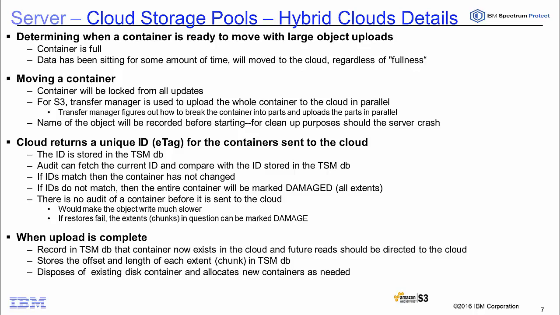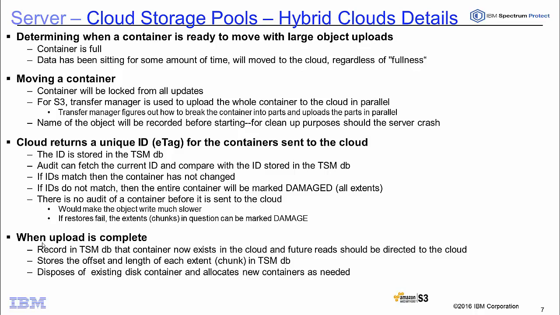Next, the name of the objects can be recorded. And that way, if there's any type of failure, we can clean it up afterwards easily. Once the move is finished, then an ID is stored in the TSM database. If you were to run an audit against that cloud, we would fetch the current ID and compare it with the ID that's stored in the Spectrum Protect database. And if there was a match, then we know that the container is valid and there hasn't been any changes. Versus if there was not a match, then we'll mark that part of the container as damaged.